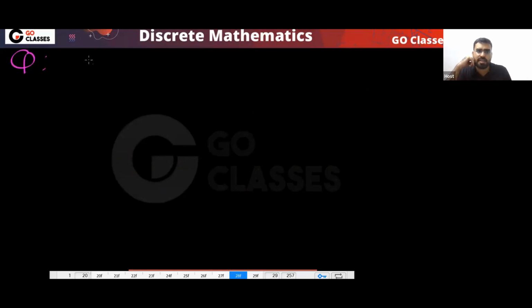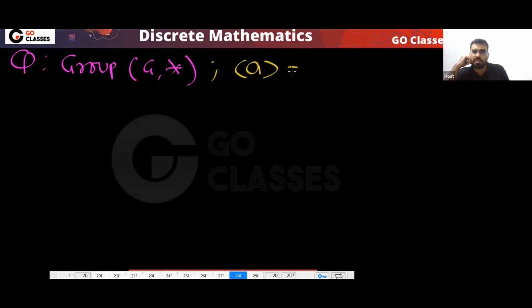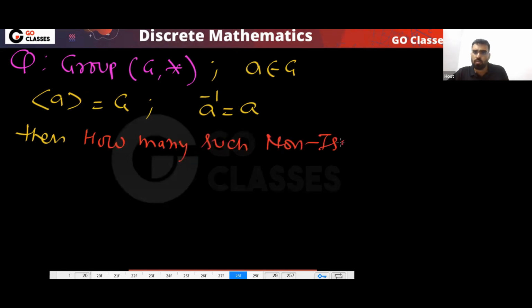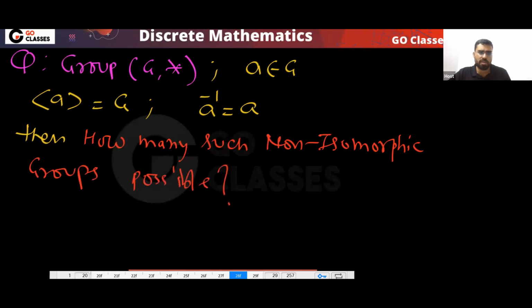Like this, I can ask this type of question. Let's assume you have a group such that a can generate the complete group; a is the generator of this group, where a belongs to G, and also a inverse is equal to a. Then how many such non-isomorphic groups are possible? The answer will be simply 2.